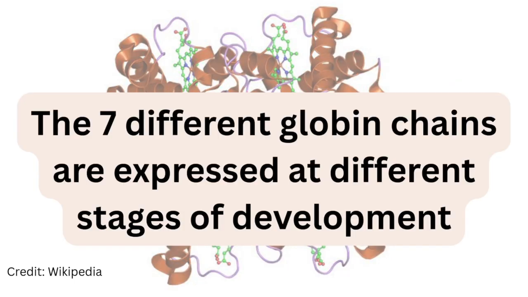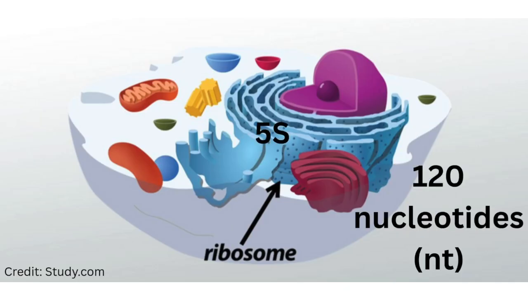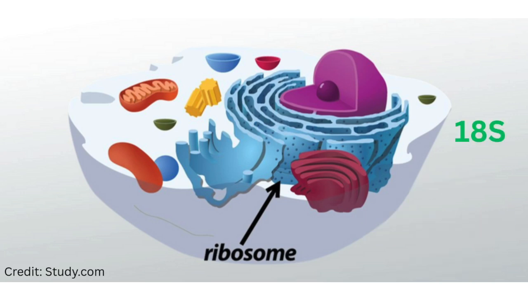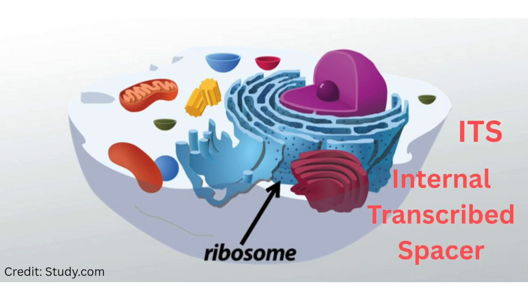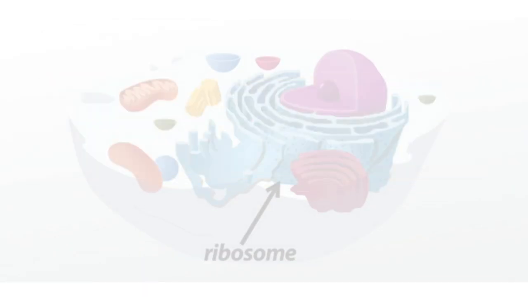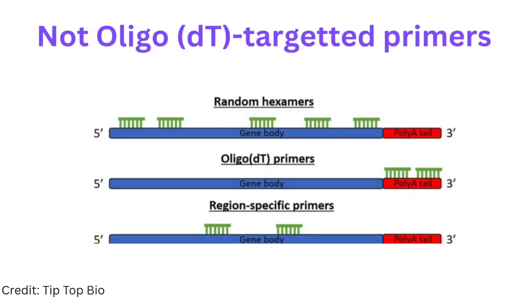So one strategy for enriching for messenger RNAs is to deplete all those RNAs that are not messenger RNA. In this case, you would deplete all your ribosomal RNAs. In the cytosol of cells, you will find ribosomal RNA transcripts. So you will find 5S, 5.8S, 18S, 28S, ITS, and ETSs, and you can target those and remove them. Likewise, you have mitochondrial ribosomal RNA, 12S and 16S, so you can also remove them. And so what you're left with are messenger RNA transcripts only.